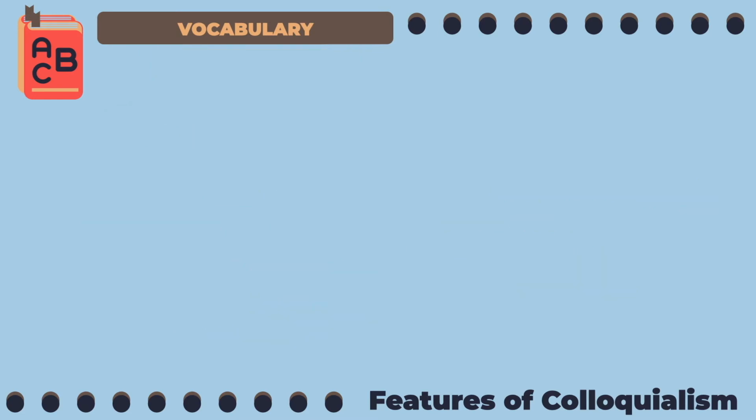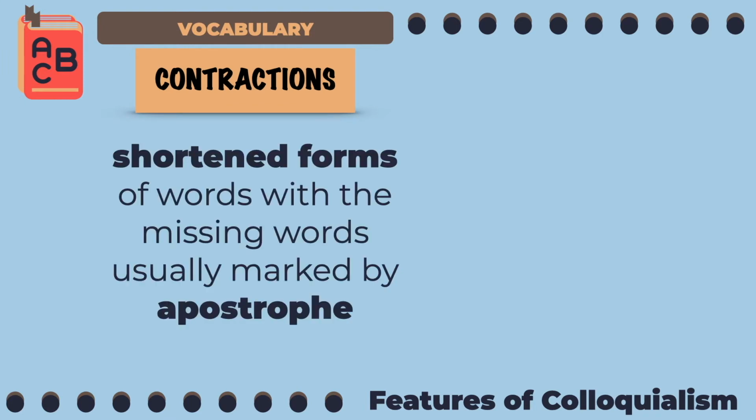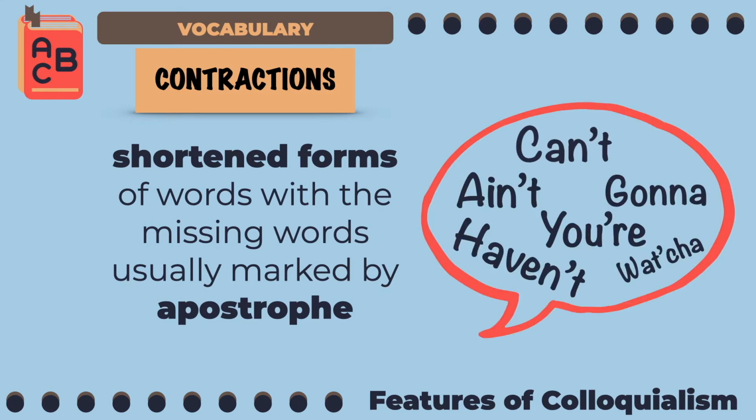The second feature of colloquialism is the use of contractions. Contractions are shortened forms of words with the missing words usually marked by an apostrophe. Examples are can't, ain't, gonna, you're, haven't, and whatcha. Can't is a contraction of cannot, ain't is a contraction of I'm not, gonna is a contraction of going to, you're a contraction of you are, haven't a contraction of have not, and whatcha a contraction of what are you.